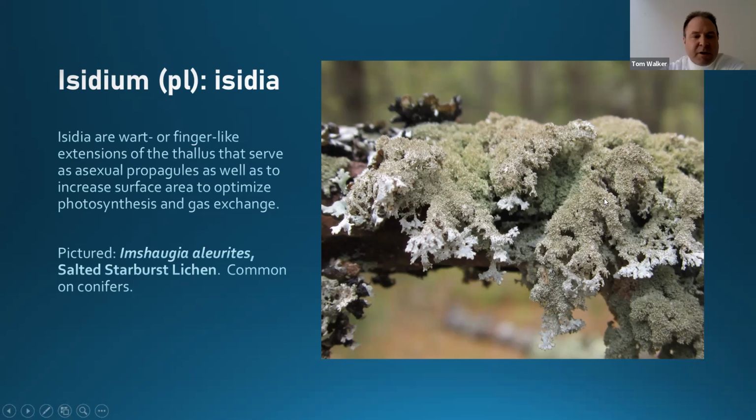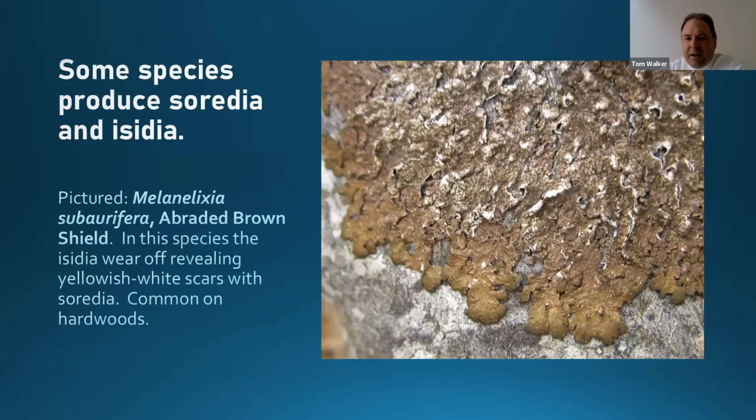And this is salted starburst lichen. This one is common on pines. And some species, like this one, produce both soredia and ascidia. In this one, when the ascidia wear off, they reveal these yellowish white scars, and coming out of those are soredia. And this one is called a braided brown shield.